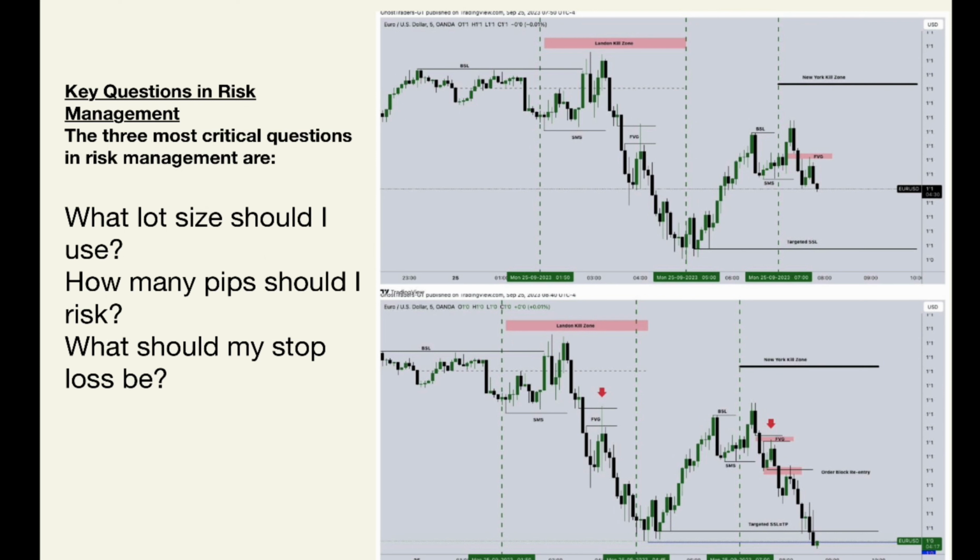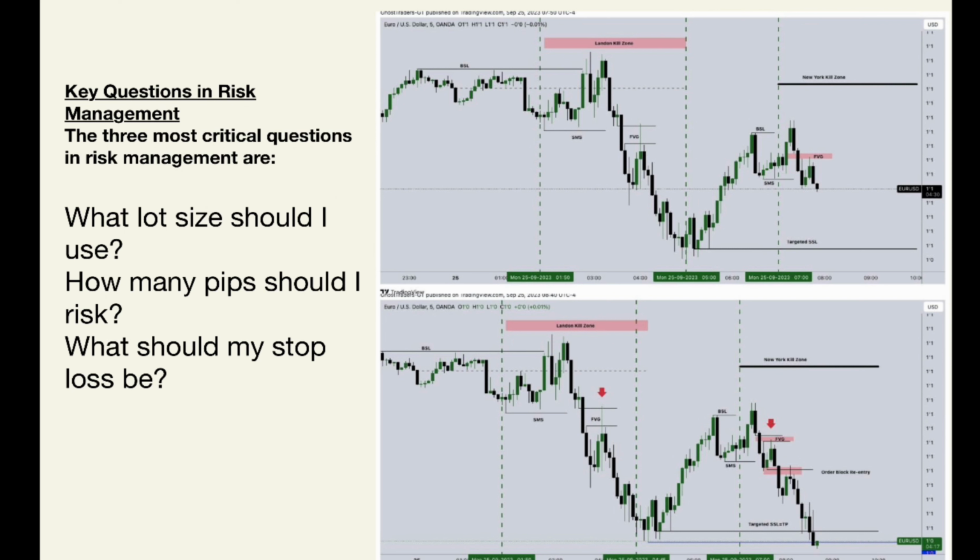Today we're going to be looking at risk management, and we're going to look at some tools on risk management. So today I just have the three most critical questions that people are asking. We're going to go beyond these questions. I will show you a few things on the charts. But the first question that I have is, what lot size should I use?